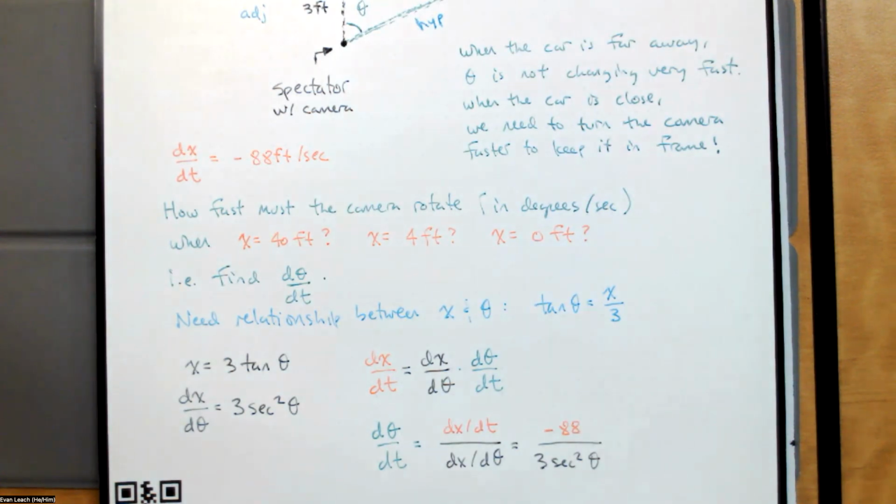All right. So this is the idea behind related rates. We're just going to find some more functions and then take the derivative with respect to some other variable.